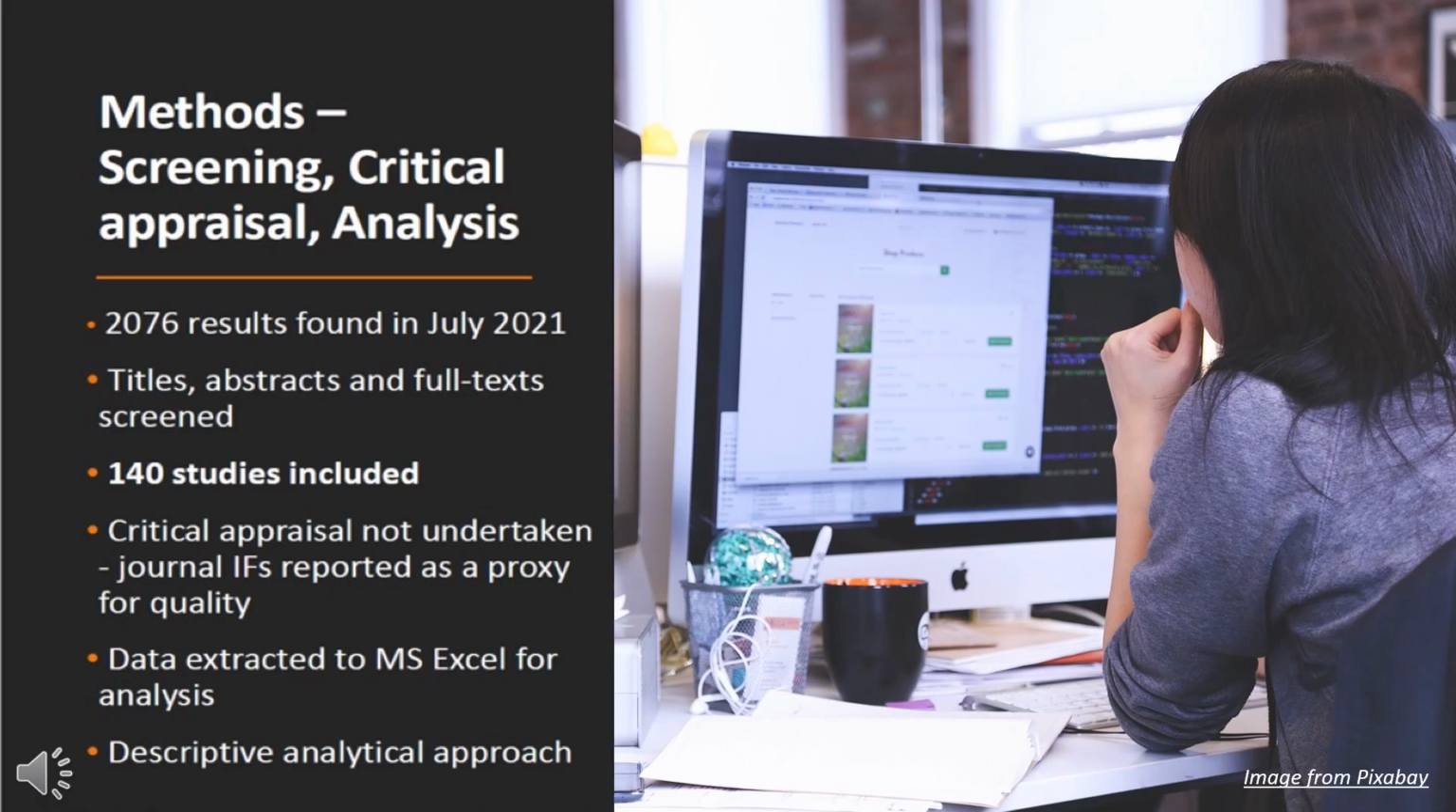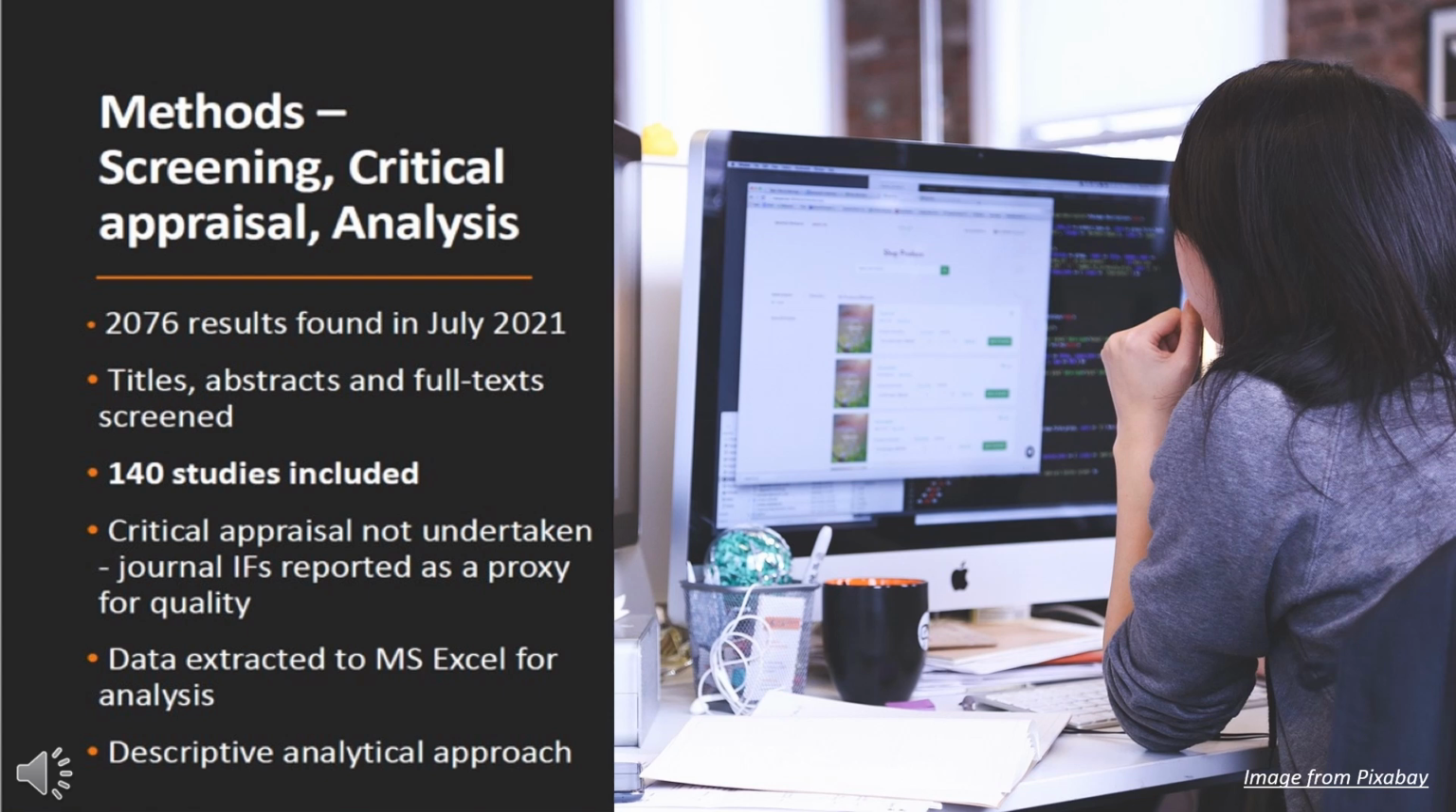We ran our search in July 2021, so it is a little bit out of date now, but we found just over 2,000 studies, and after screening we ended up including 140. We didn't undertake any critical appraisal because the studies were quite technical in nature and the usual checklists wouldn't really apply, and also the review was non-funded and we were trying to get it done over the summer in between teaching semesters, so our resources and time were limited.